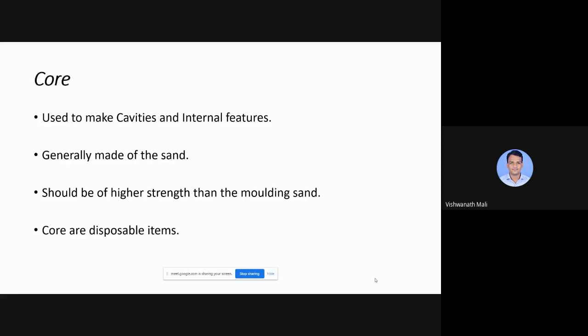So why do we use core? When you want to make internal features, and the part requires some hollowness which is not possible to produce with the help of pattern, then we go for core. It is not the case that every time we are using the core. When the features are not able to be produced with the help of pattern, then we go for using core.